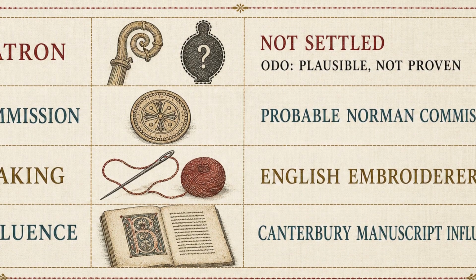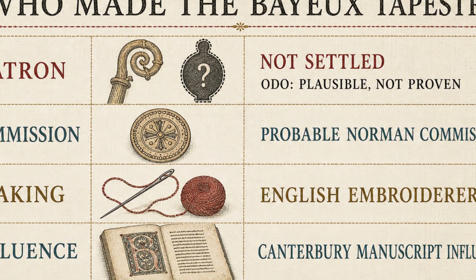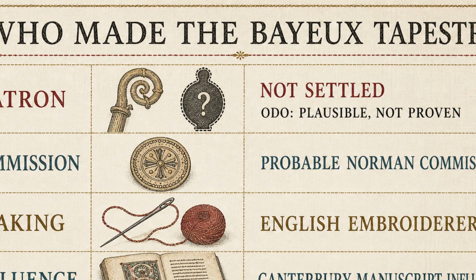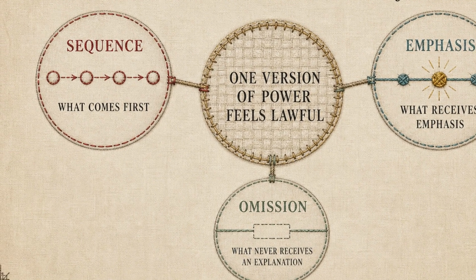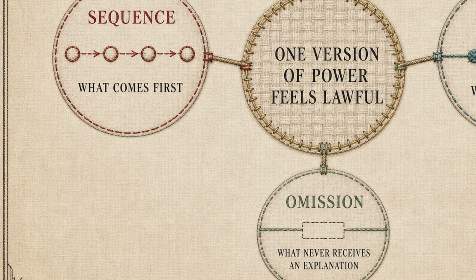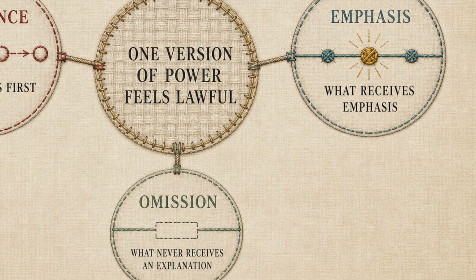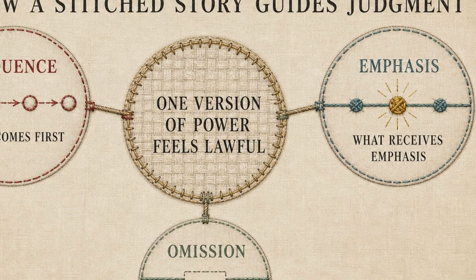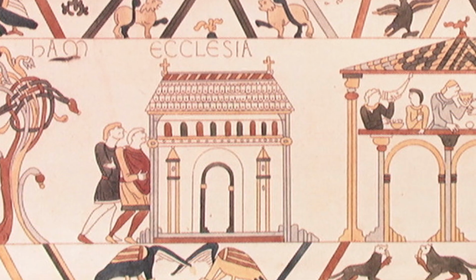The British Museum's current assessment is that a Norman patron probably commissioned it, and English embroiderers made it, drawing on Canterbury manuscripts. So this was not a medieval ministry of truth issuing a simple poster. But propaganda does not need to invent everything. It can make one version of power feel lawful by choosing what comes first, what receives emphasis, and what never receives an explanation.